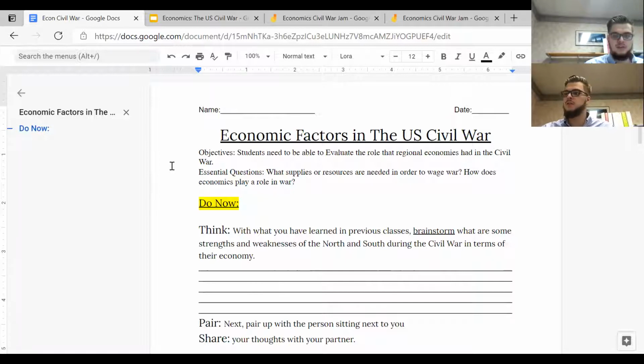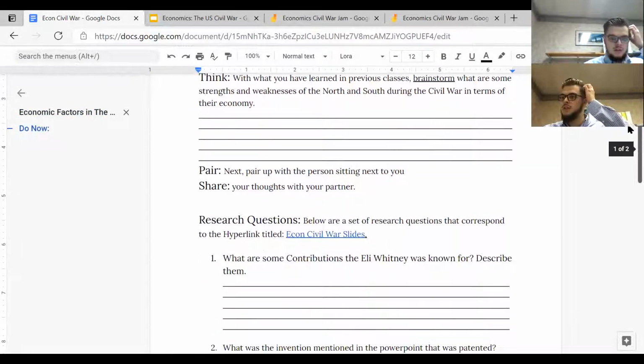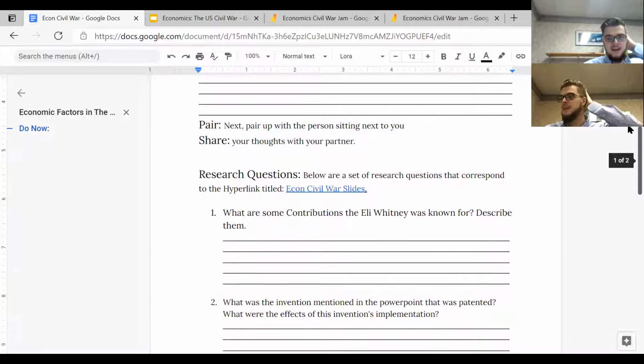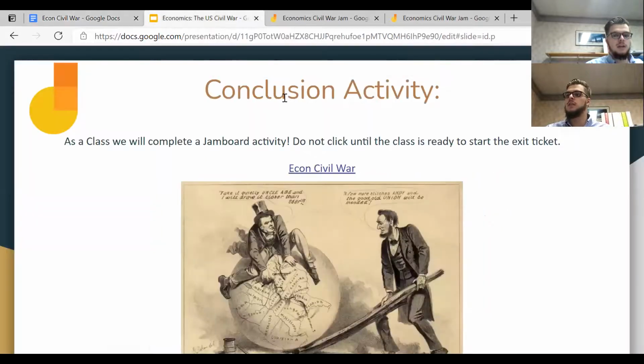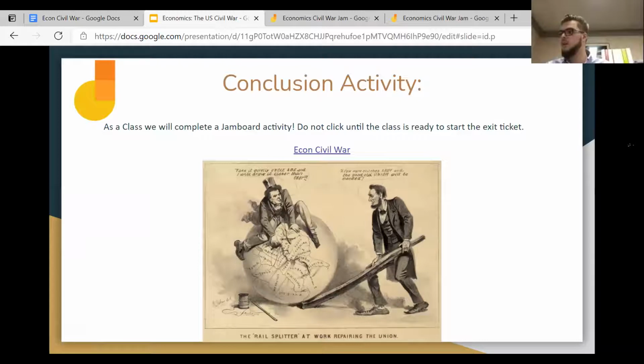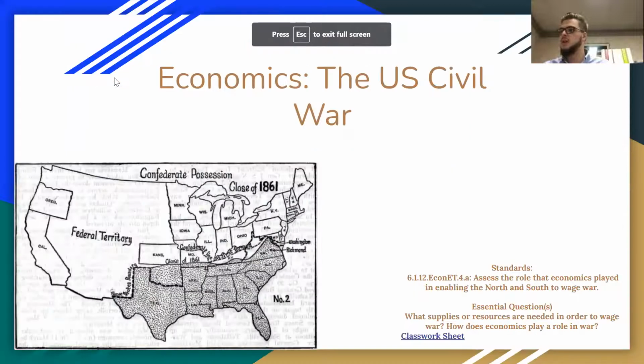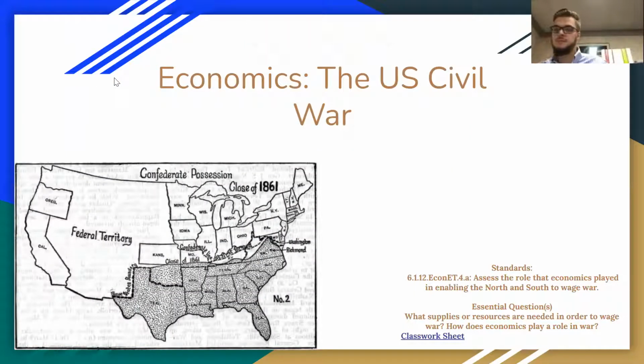So let's get into our research questions. For our first question, what are some contributions that Eli Whitney is known for? Right here, we have a link to our slide deck, and we're going to fill that out. I'm going to share with you the whole time. Okay, there we go, fixed it. Actually, we're at the end of the slide deck, my apologies. Okay, so now at the beginning. Let me minimize that real quick on my other screen.